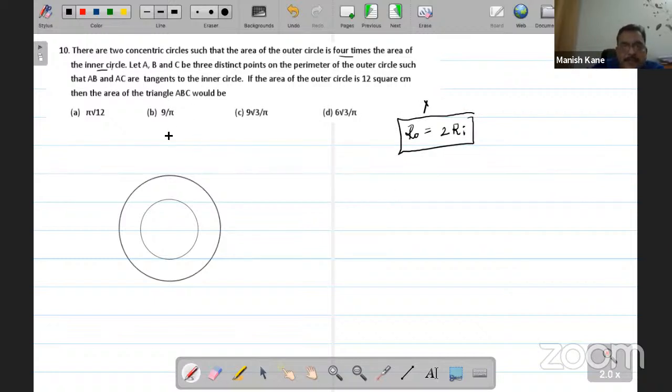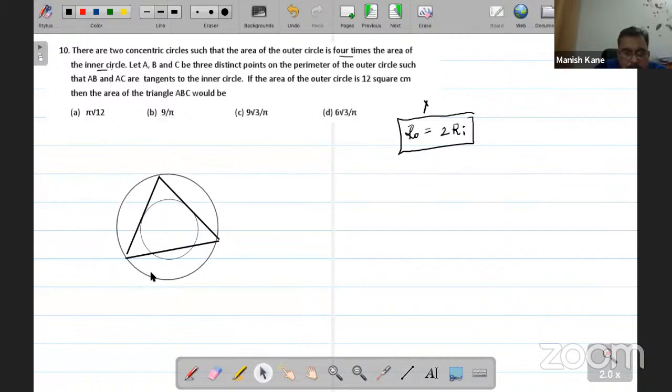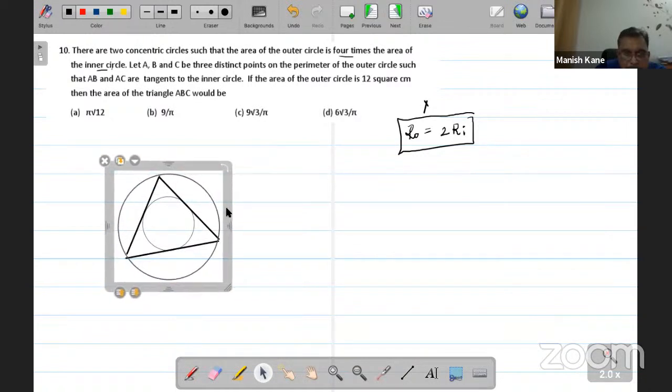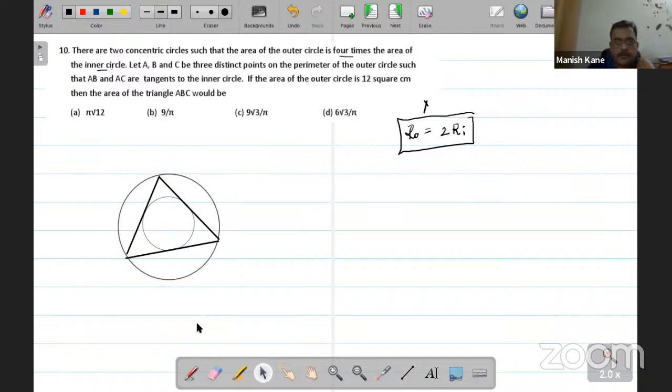What else is given to you? ABC are 3 distinct points on the perimeter. So A is a common point. I can draw ABC in such a way, and by symmetry I can assure you, although it is not happening here because of my fantastic drawing ability. Okay.